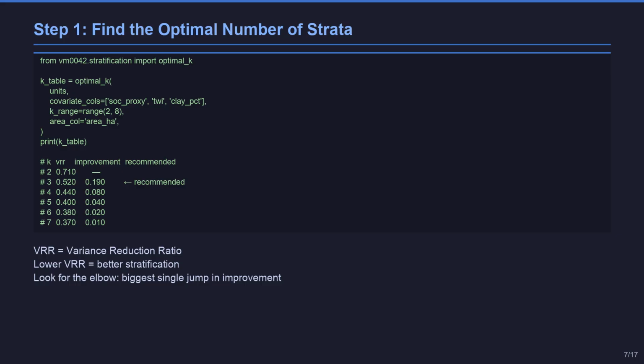That's where the elbow is. The biggest single jump in VRR improvement. Going from 2 to 3 strata explains an additional 19 percentage points of variance. Going from 3 to 4 only adds 8 more. K equals 3 is the sweet spot for this dataset.